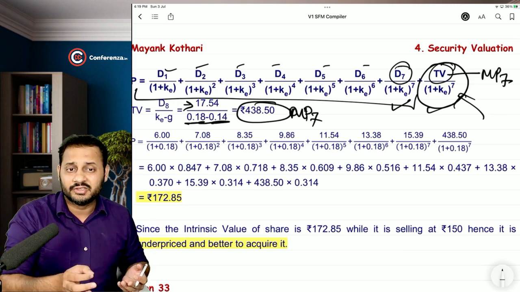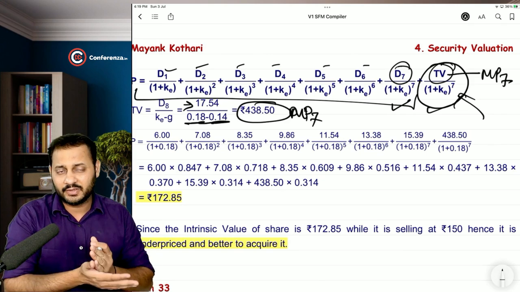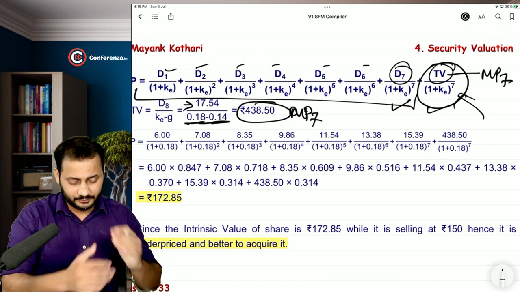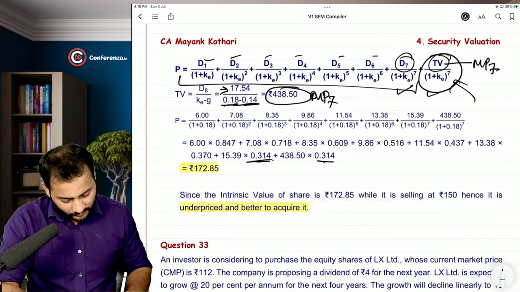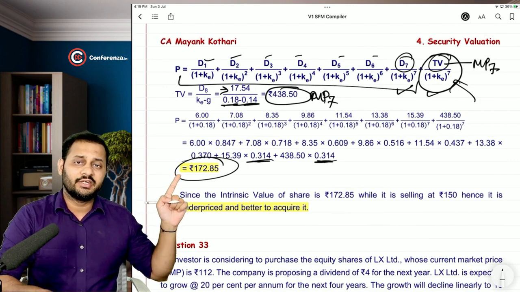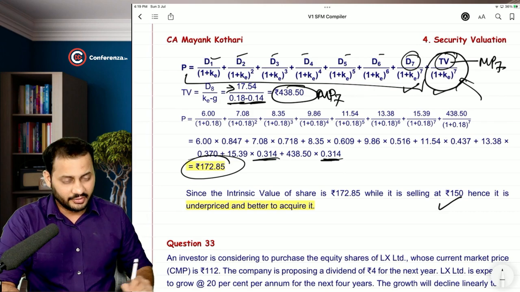For that silly mistake. So please remember the last two, dividend 7 and the market price, occur at the same time. That's why the same present value factor will be used. 0.314, 0.314. So this is the theoretical market price, 172.85. The actual market price was 150.